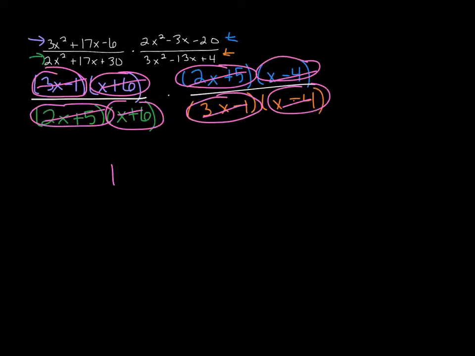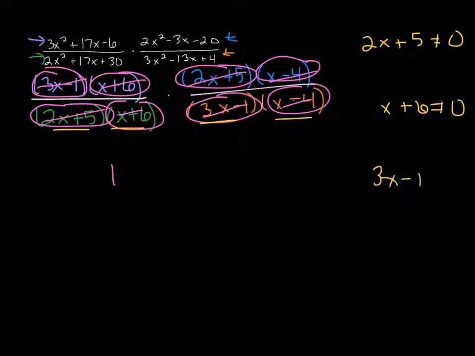We do still need to go back and do our excluded values though. And we need to include all the variables before they get crossed off. So every term that has a variable has to be considered. Alright, so we have 2x plus 5 cannot equal 0. X plus 6 cannot equal 0. 3x minus 1 cannot equal 0. And x minus 4 cannot equal 0.